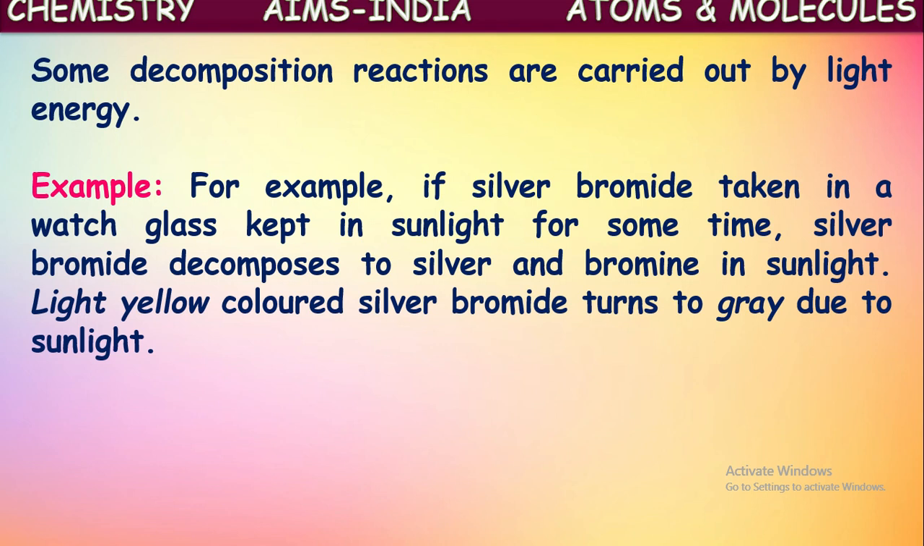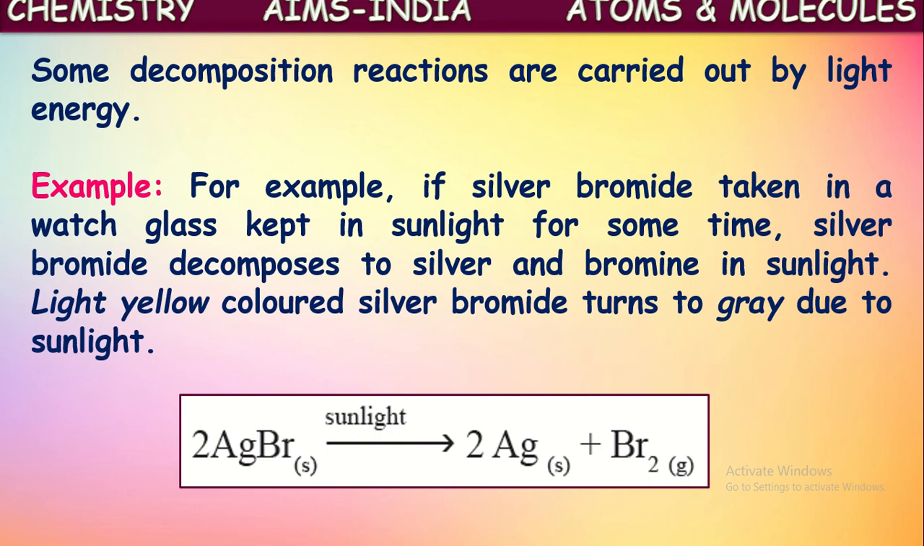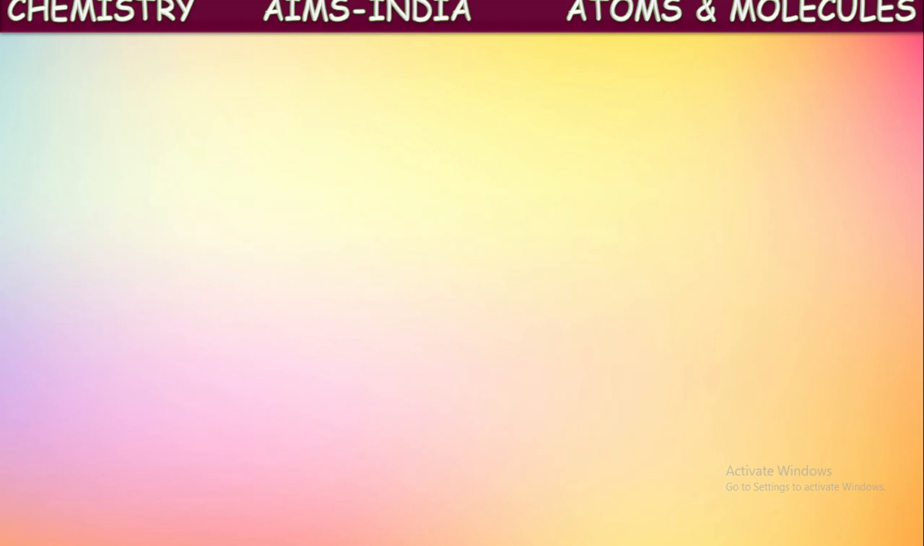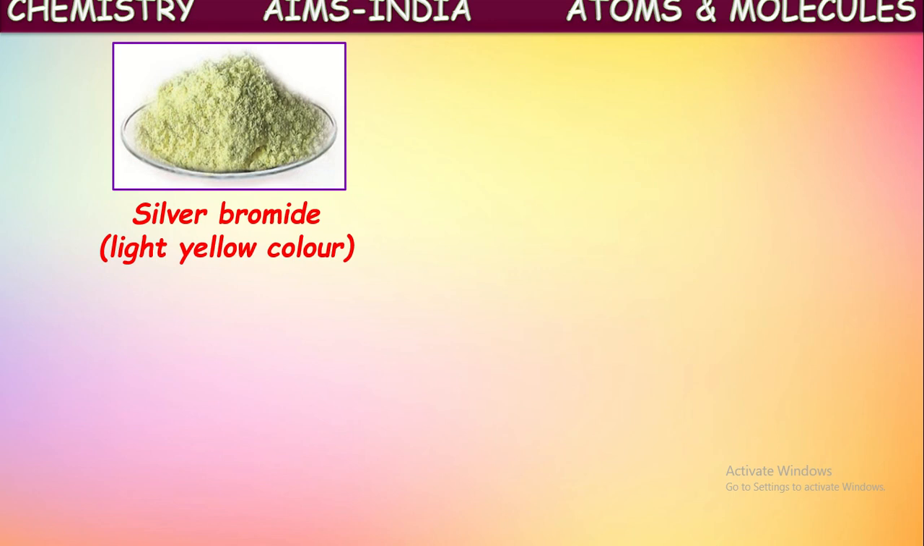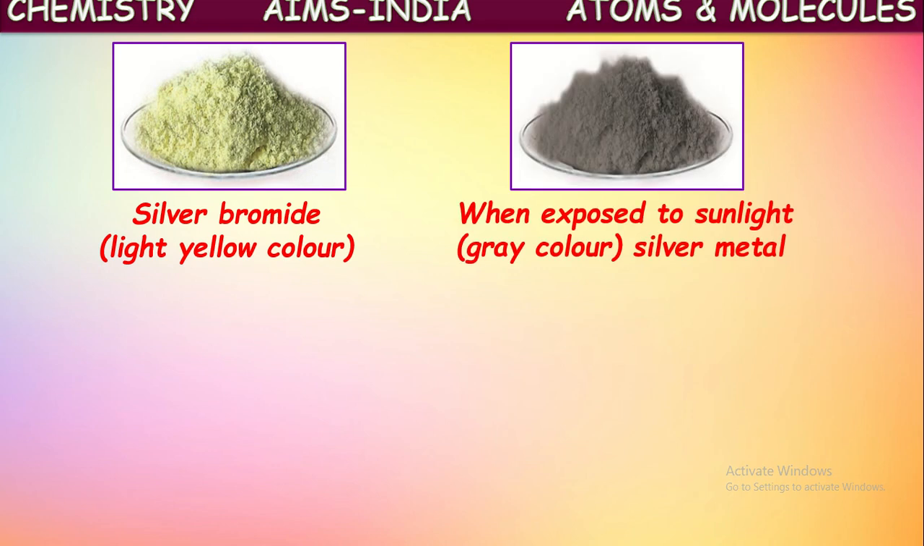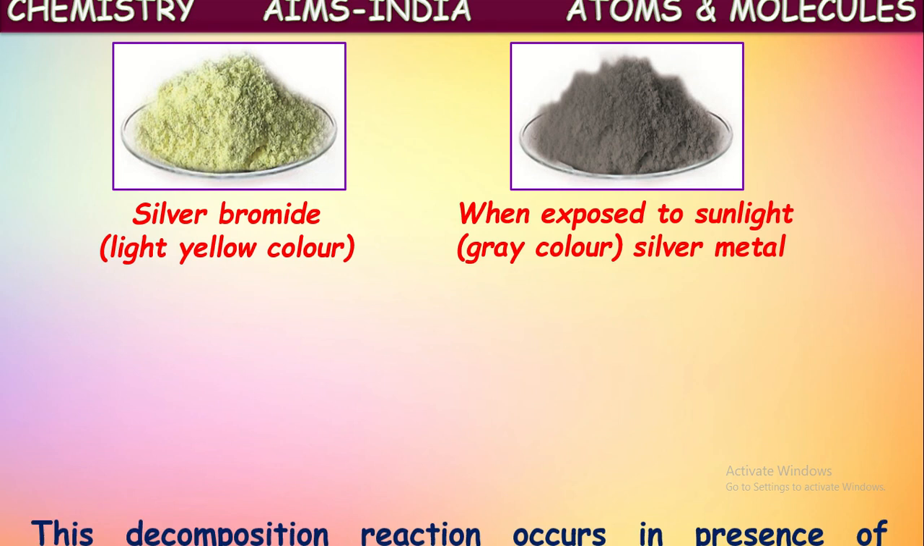Okay, here what is happening? The silver bromide compound splits into silver and bromine elements in the presence of sunlight. So it is a decomposition reaction. See here the equation related to this reaction. Silver bromide in the presence of sunlight gives silver and bromine. Okay. So initially silver bromide is a light yellow colored substance. When it is exposed to sunlight for a certain time, it forms gray colored silver and the bromine gas escapes out. So it remains there as gray colored silver metal.